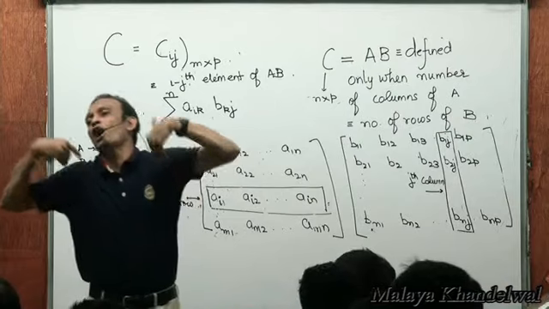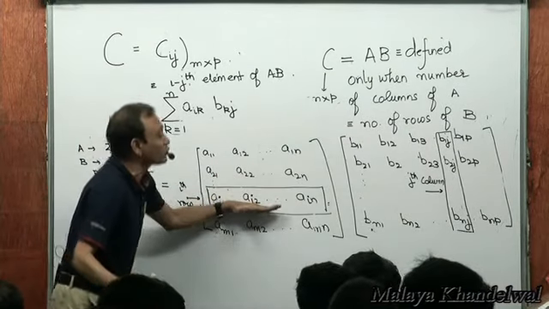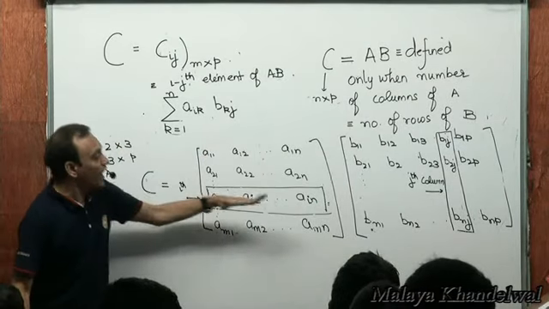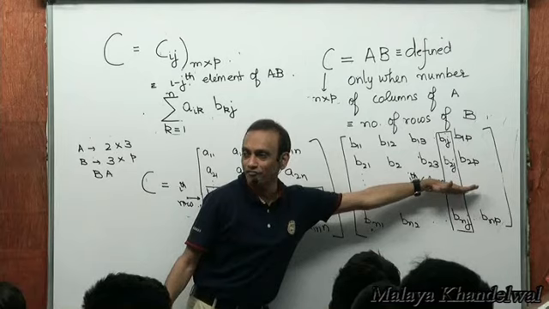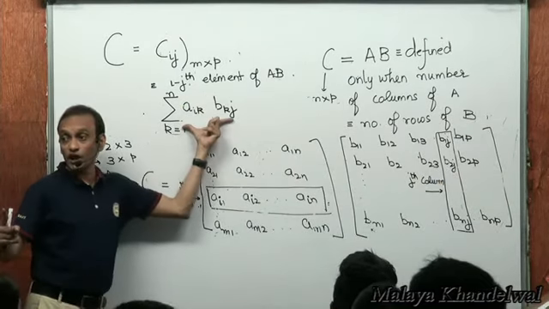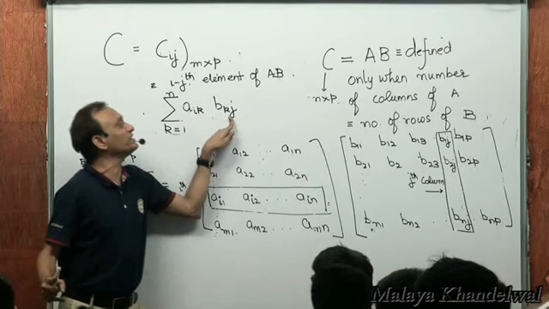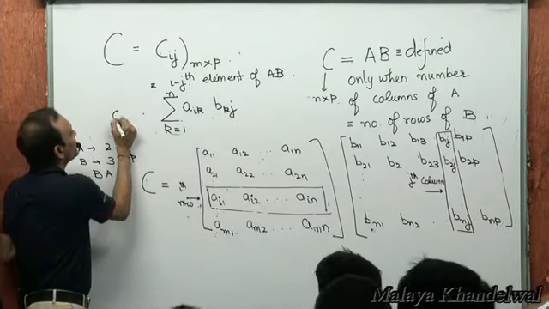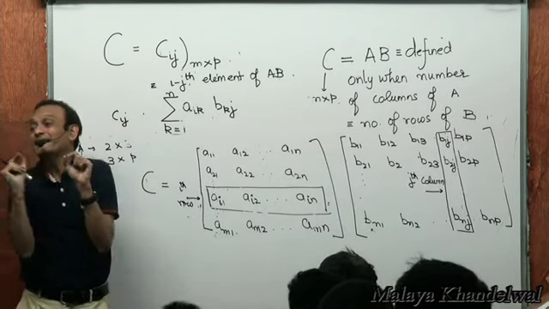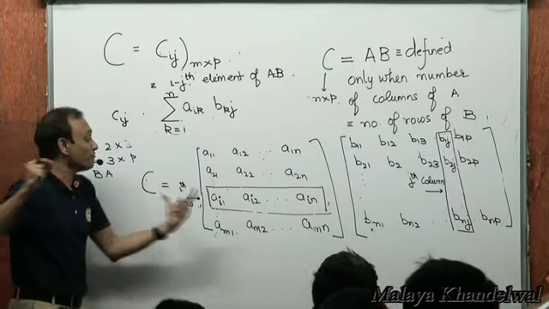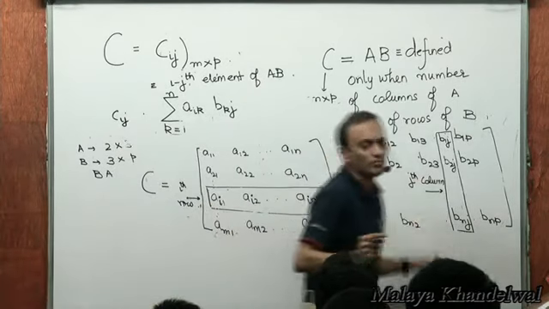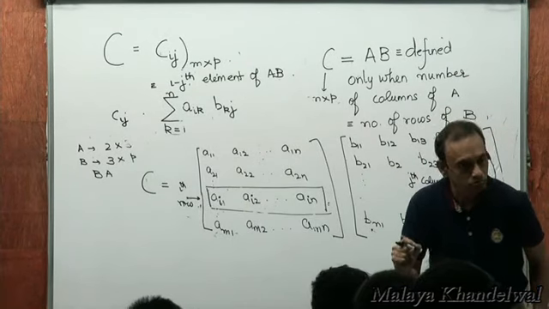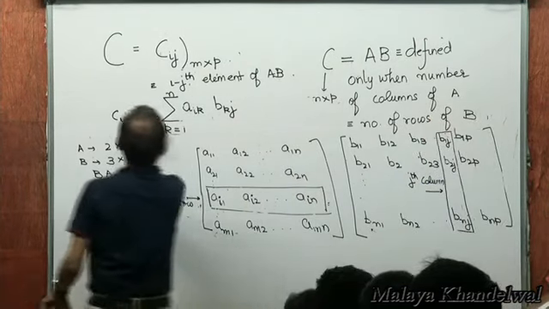That's called an inner product: the inner product of the ith row of A and the jth column of B. Cij is obtained by taking the inner product of the ith row of A and the jth column of B. Yes or no? That's Cij.